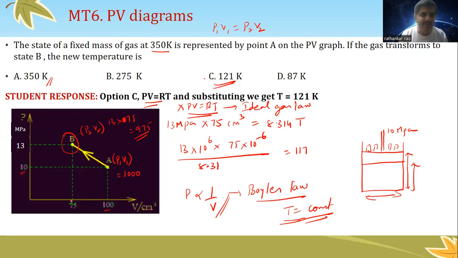Now, we find whether Boyle's law is verified in this case or not. So I took the product of 10 multiplied by 100 and 13 multiplied by 75. These products were seen to be equal, which means throughout the graph, your pressure multiplied by volume should remain a constant. Only then can Boyle's law be applied. Of course, it remains a constant. And thus, now I can say that the temperature remains a constant. Thus, what is the right option? The right option is E.